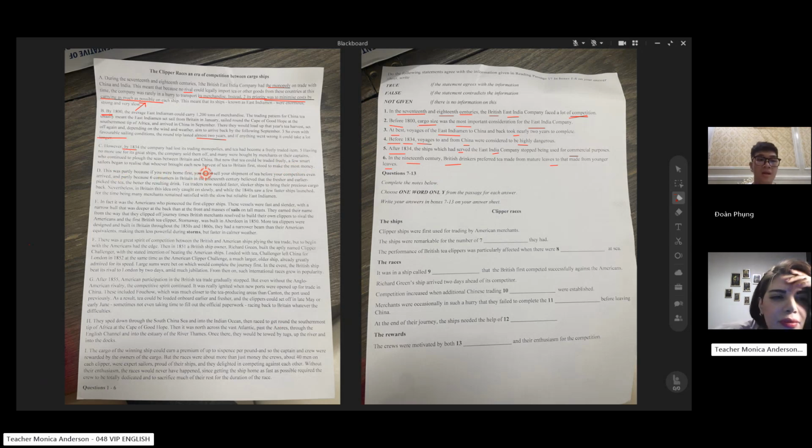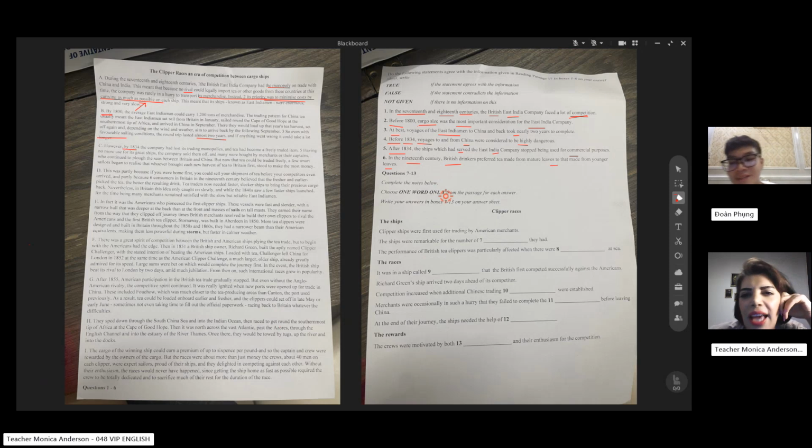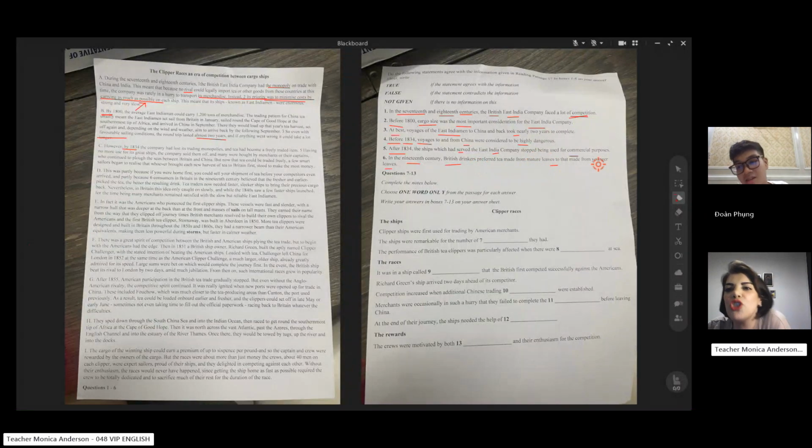Tell me which one. I think not given. Good job. Okay. Yeah. After 1834, the ships which had served the East India Company stopped being used for commercial purposes. Okay. Commercial and after, okay, 1834, just try to find it. And then.